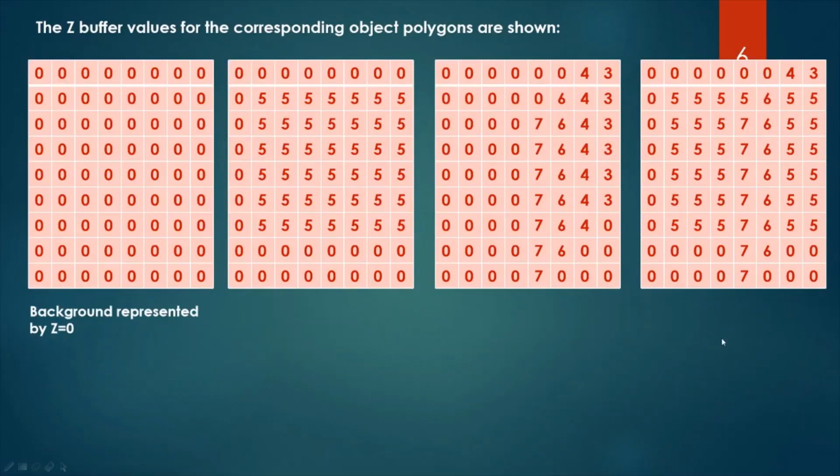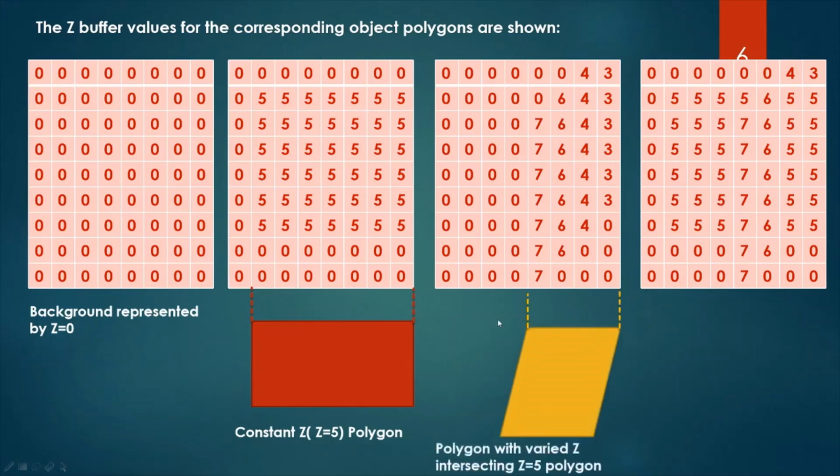Now, the Z-buffer values for the corresponding object polygons are shown. See here. Initially, the value of the Z-buffer is 0 because the background is represented by 0. Now when a polygon comes, with say z equals 5, all values become 5. Now this is a very varied polygon. It is an intersecting polygon.